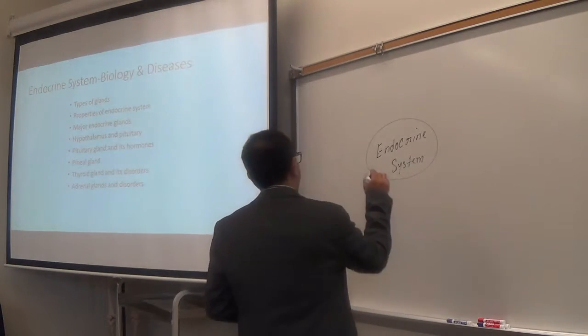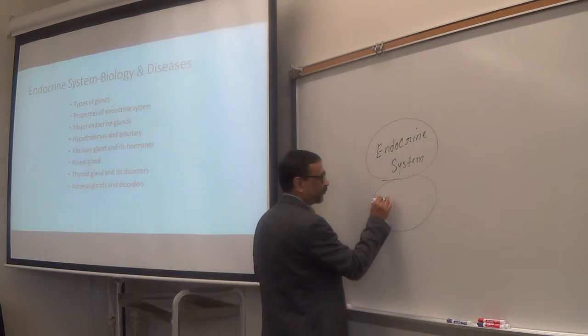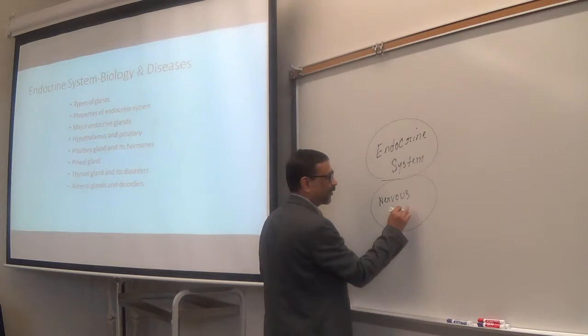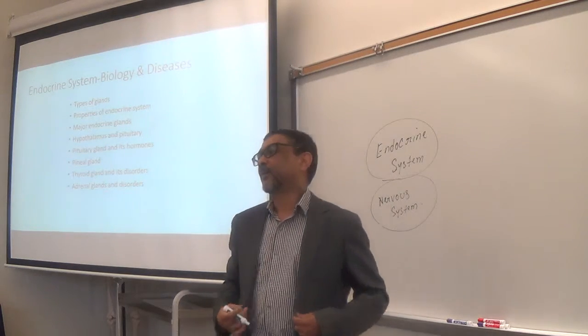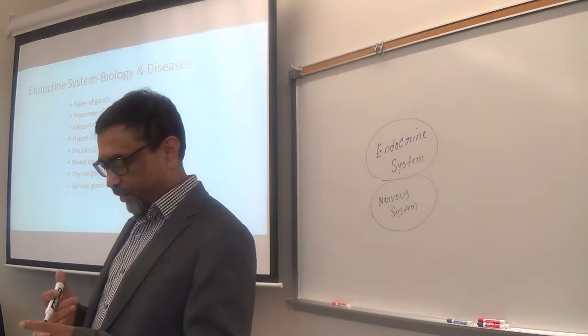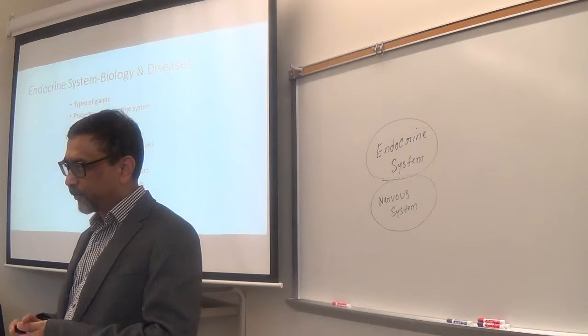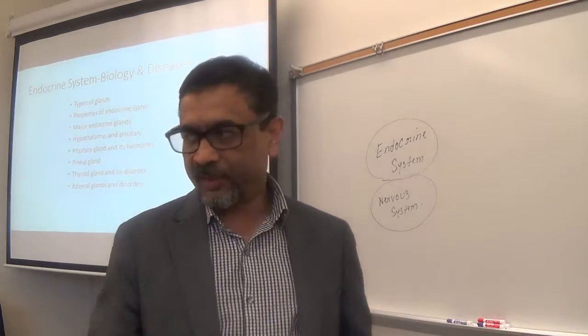Another control system is the nervous system. Okay? So these two systems control the other systems or the functions of other systems of the body: the nervous system and the endocrine system.